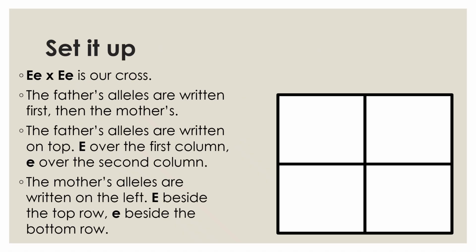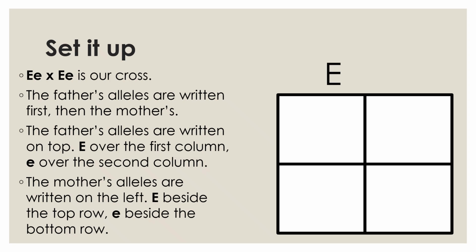Next, I'm going to set up the Punnett square. Remember, our cross is big E, little e for the male, crossed with big E, little e for the female. The father's alleles are written first, then the mother's when we write the cross. The father's alleles are written on top of the Punnett square, not inside the boxes, but above the boxes. The mother's alleles are written to the left of the Punnett square, not inside the boxes, but outside of the boxes. So the father's alleles are going to be arranged like this.